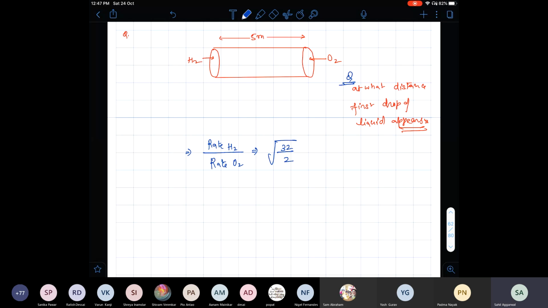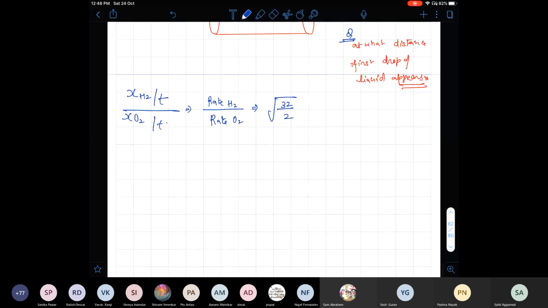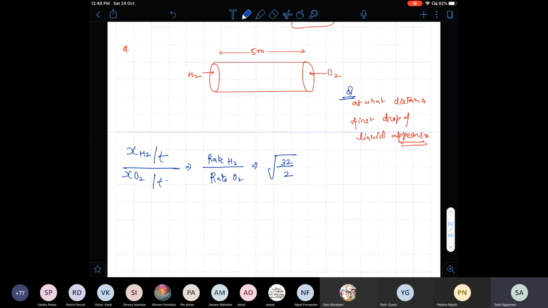So rate hum kya likhenge? Distance traveled by hydrogen divided by time, distance traveled by oxygen divided by time. Theek hai, we can say hydrogen zyada move karegi, so let hydrogen has traveled x and oxygen has traveled 5 minus x. Theek hai, let's say somewhere yahan par kahin hamein product mil raha hai.